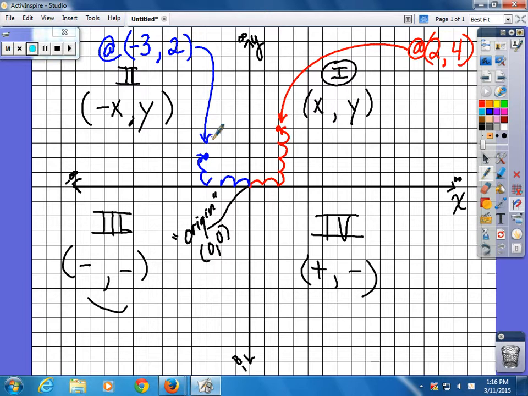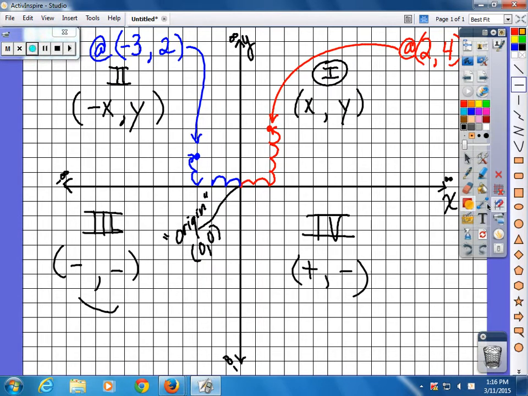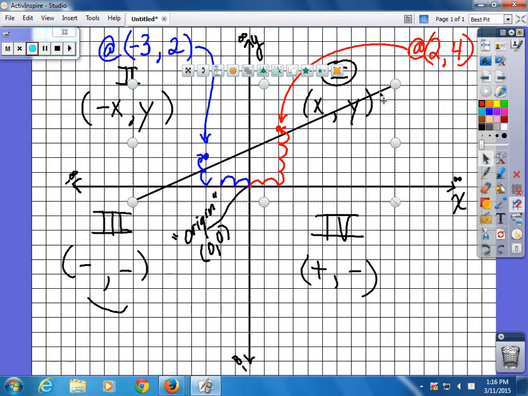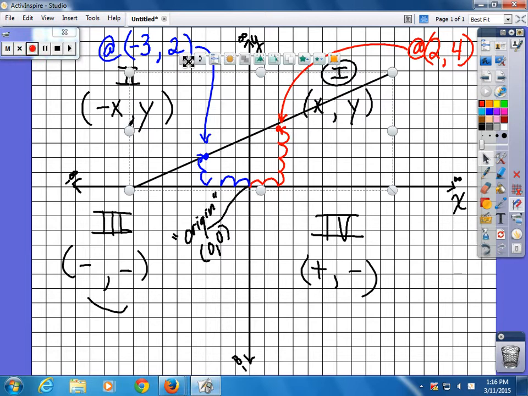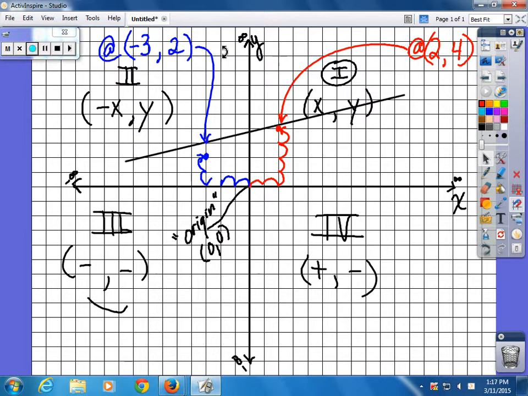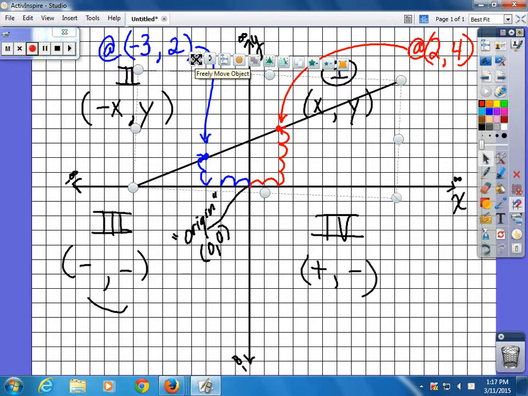And of course, what does 2 points make up? A line. And that's what we're studying in this chapter, in this section. We're studying linear equations. Okay? So there's your line.